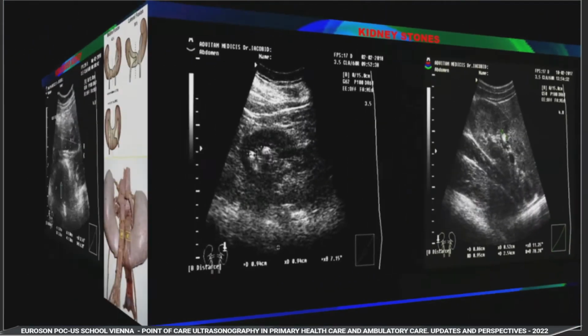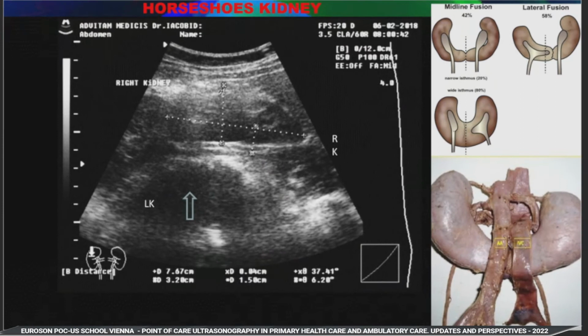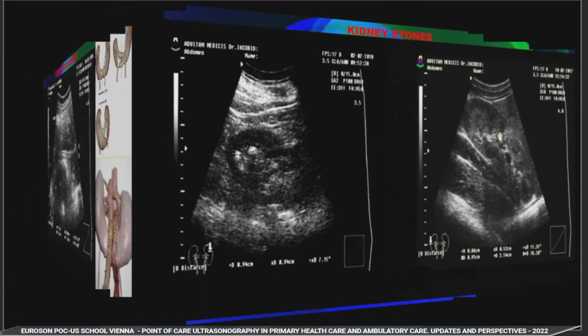This was a very nice image with the horseshoe kidney. This is the horseshoe kidney, and you can see the confluence between the left and right kidney. This is a nice image, the left kidney, the right kidney. I try to make this to see this image with the horseshoe.